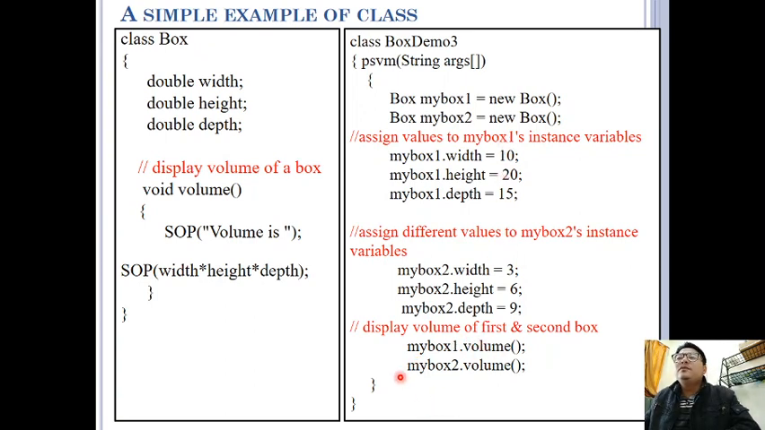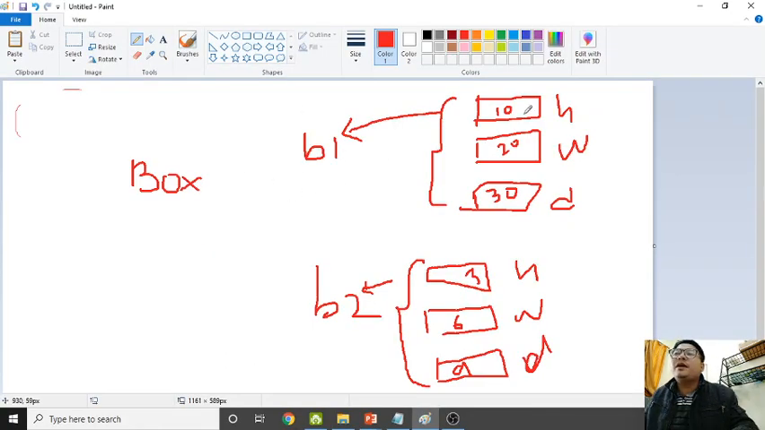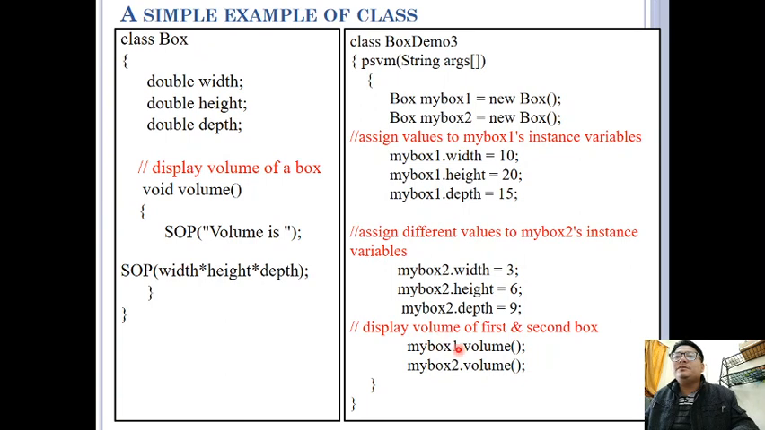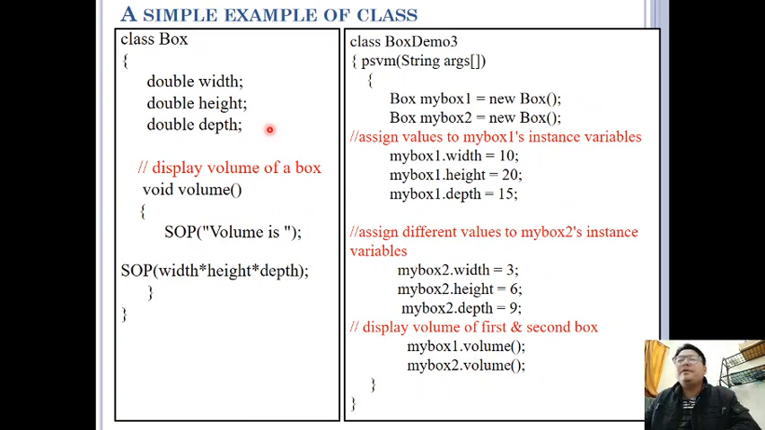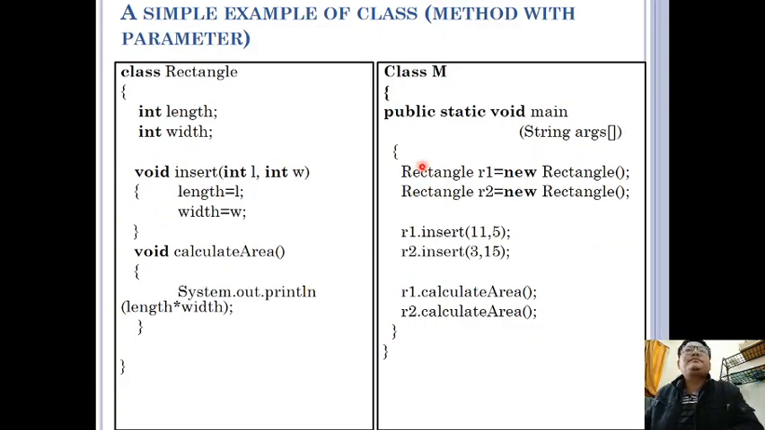Then display the volume. When this statement gets executed, mybox1.volume, for this box1 object the values of height, width and depth are 10, 20 and 30 respectively. So when you display the volume, that is 10 into 20 into 30, whatever the answer is will get displayed by the first statement, mybox1.volume. In case of mybox2.volume, 3 into 6 into 9, whatever the answer is, will get displayed. I hope I made it clear. What is the meaning of object reference variable with respect to memory mapping, and how memory is assigned whenever you create the object distinctly with a different new keyword, that has to be clear.